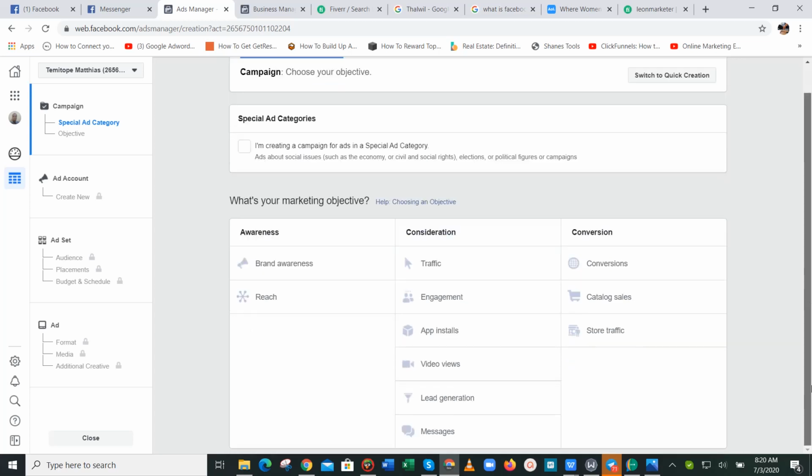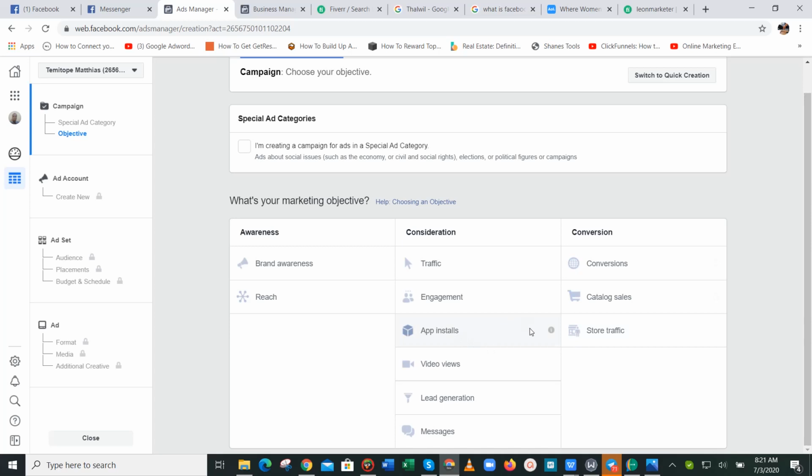Now, you say ad objective. What is the ad objective? I'm not using any category here, no special ad category. So now, brand awareness. Maybe you want to use it to create awareness, just tell people about what that person is offering. You want to use it to reach people. Maybe you want to use it to generate traffic. You want to use it to drive engagement.